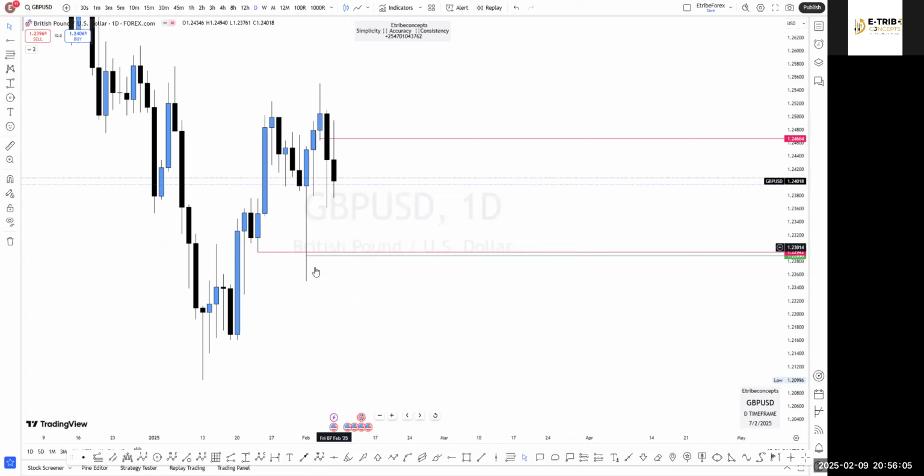Okay, before we buy or anything else happens, I need to see price coming all the way to this area. That's around 170 pips before maybe we buy or anything else.